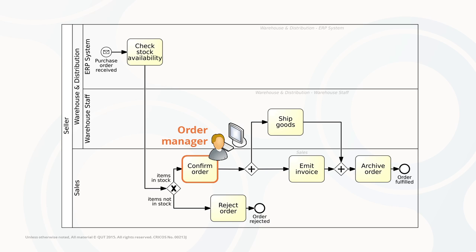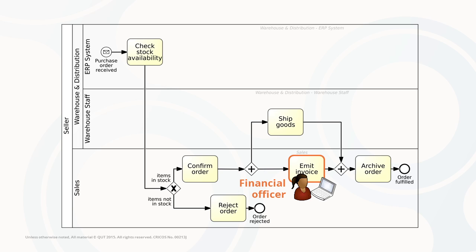So the resources assigned to the next activities, which in this case are two activities because of the end split. We have emit invoice that will be performed by a financial officer, and ship goods that will be performed by a warehouse worker. Now, in the case of the financial officer working on the emission of the invoice, then the approach would be pretty much similar to the order manager working on the confirmation of the order.